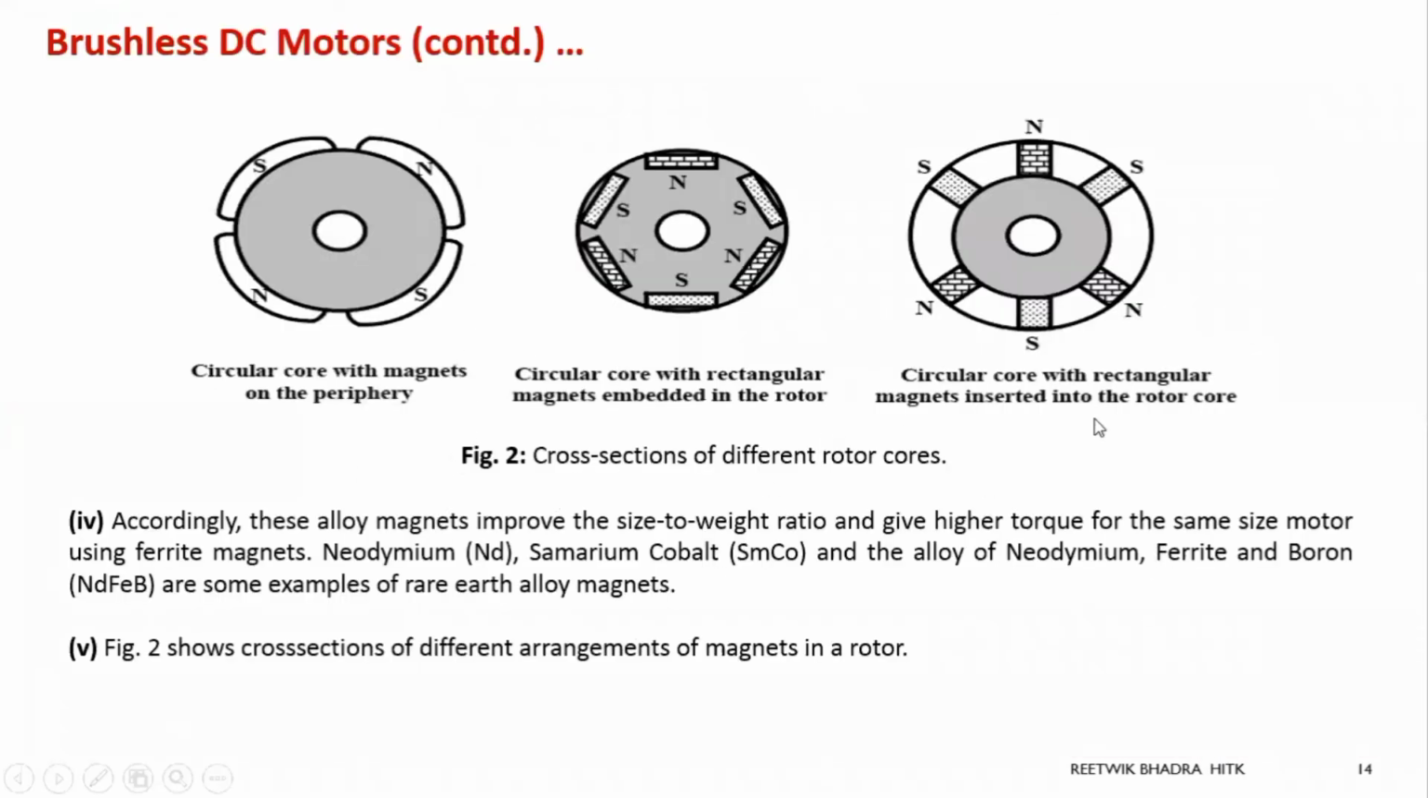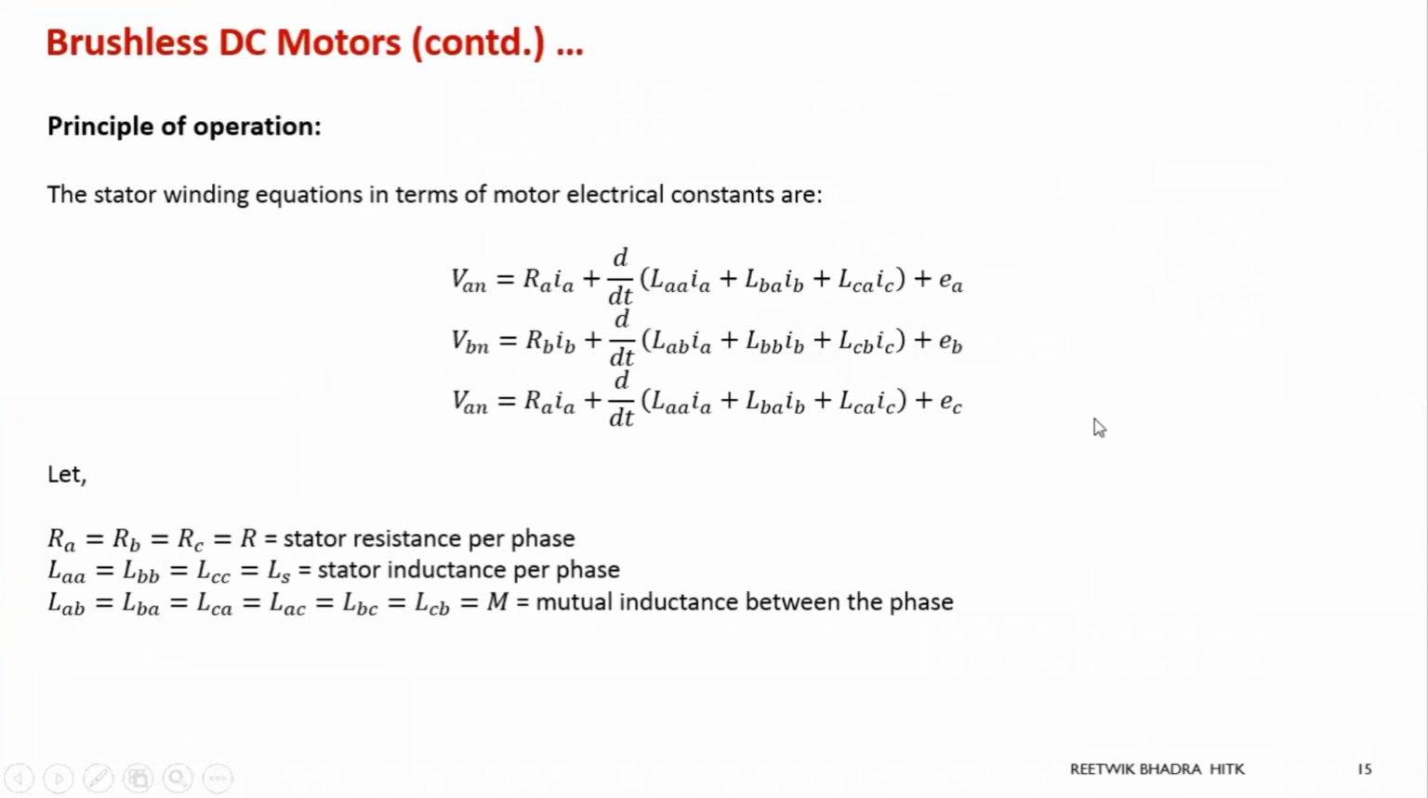And these are the cross sections of your rotor core. Now this behaves similar to your DC machine, so we can write the voltage equation. V is equal to Ra plus L dI by dt plus Eb. Okay, so we have written it over here per phase.